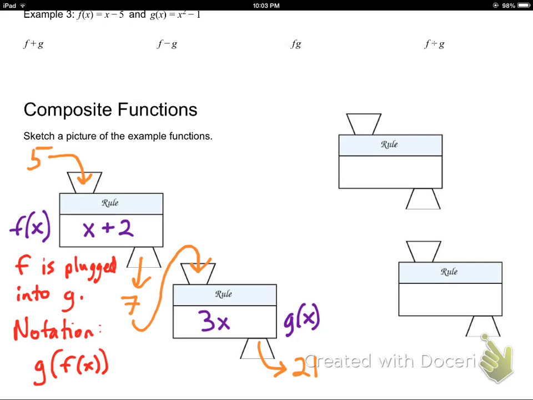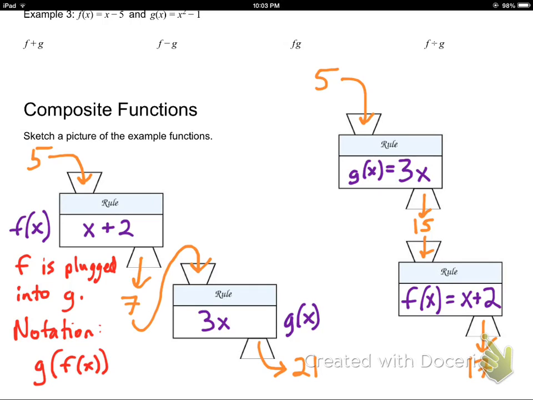Let's do another example using our diagrams again, but this time we're going to swap places. So we'll have g of x first, followed by f of x. We're going to take the same number, and I'll show you that the order really does matter here, because if you plug in 5, you first get 15, take 15 and plug that into f of x, you get 17. So clearly you get a different output. So that means g of f of x is different than f of g of x.